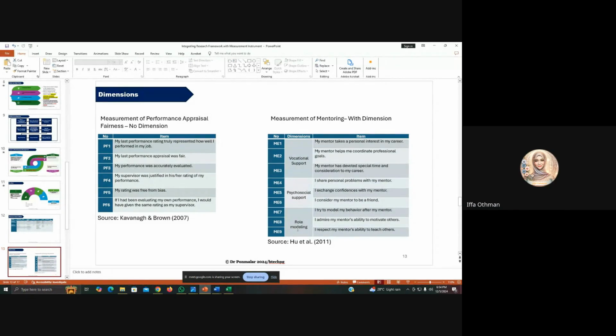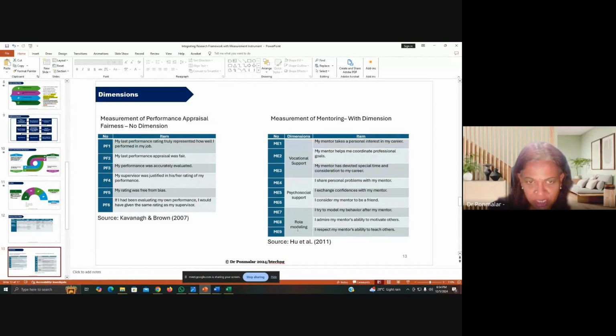Cannot. So if you have a dimension, you cannot drop the dimension unless it is not related to your study, but you need to justify. You need to justify, right? In a normal situation, I cannot drop. But sometimes yes.